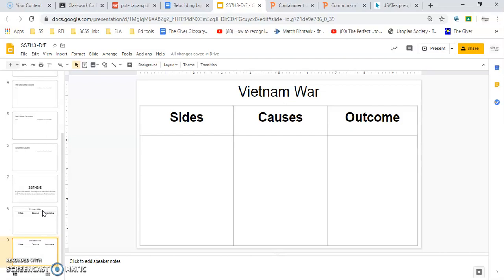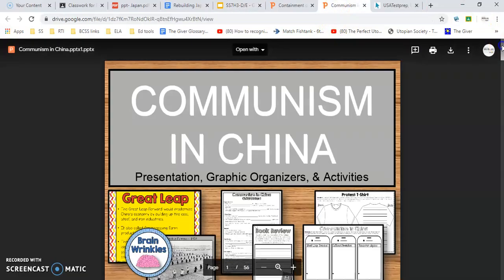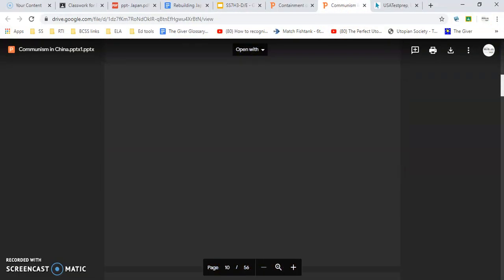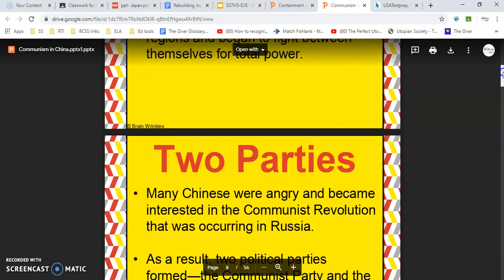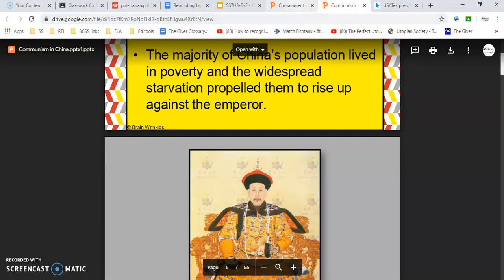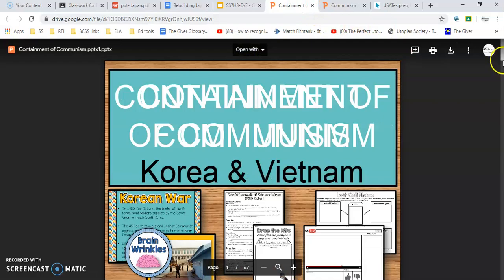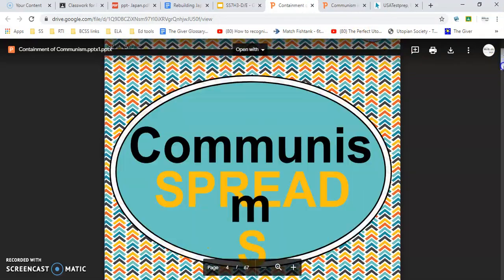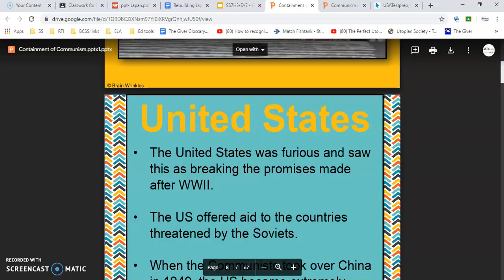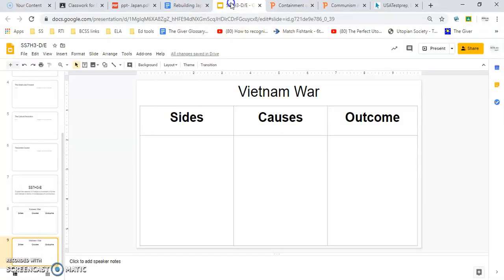So if you have any questions about this, you can obviously refer back to your PowerPoints, because each of you has a PowerPoint for communism in China. And these are the PowerPoints that we usually see in class. And then we have one for containment of communism for Korea and Vietnam. And again, it's the same ones that we see in class. If you have any questions, you can use the internet. And you can also ask your teacher, of course. We are here for you. We want to help. So those are the 3 things that we're going to really look at.